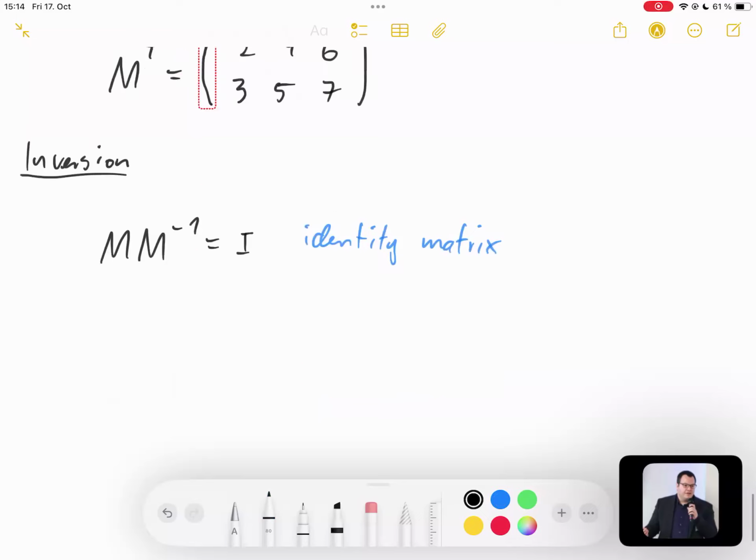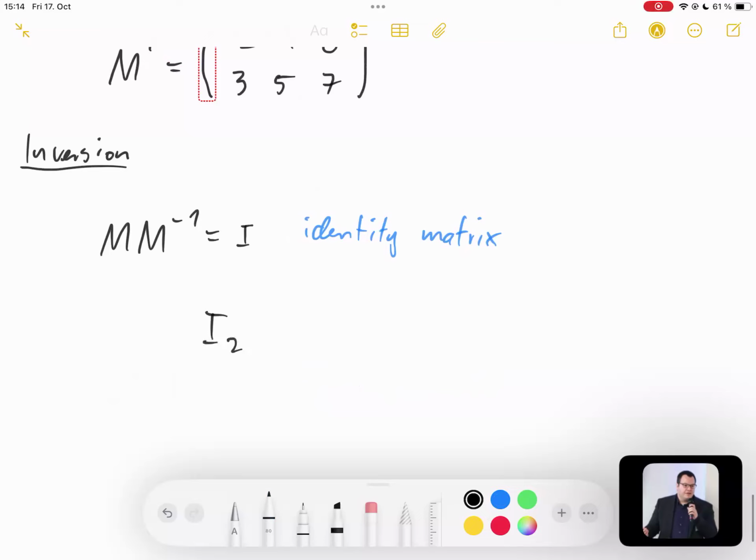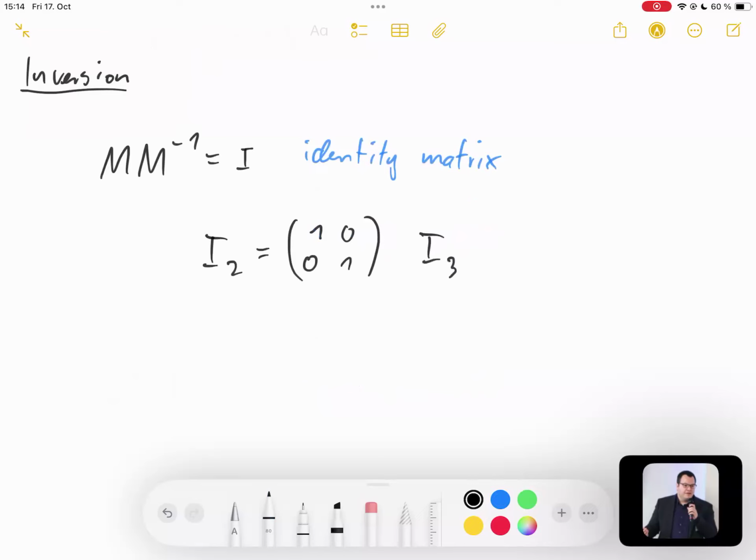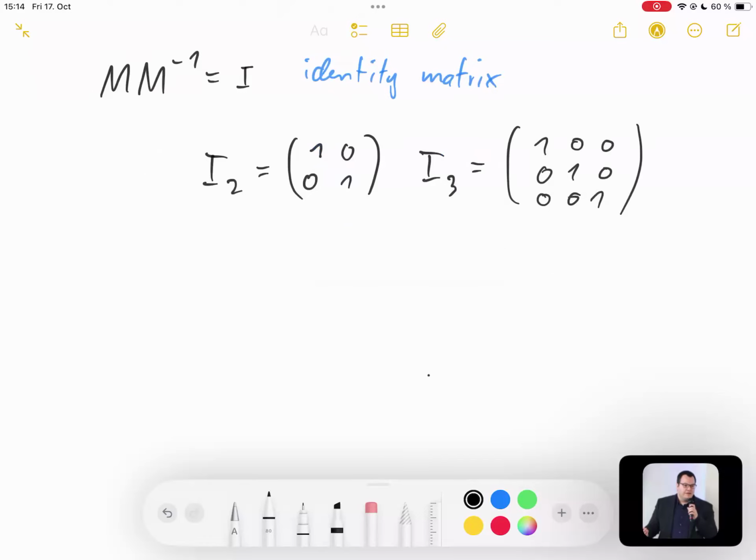And the identity matrix, say I2, so the 2 times 2 identity matrix, it's a 1 here and a 1 there. So in the diagonal, we have 1s and the other elements are 0. We can also have the 3 times 3 identity matrix, which is just 1s here, and then the other entries are 0. Then there's also the concept of a determinant, but I don't think we need a determinant much in this course, so I'll skip it.